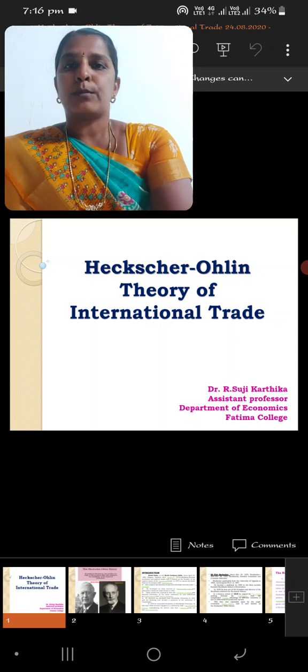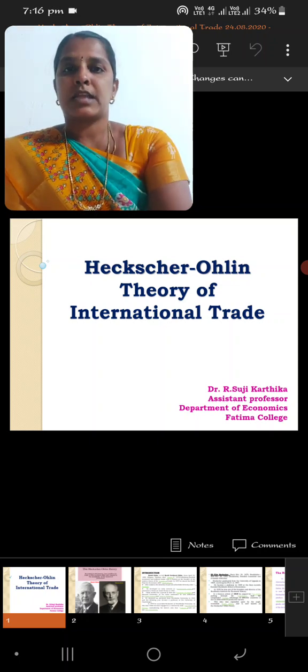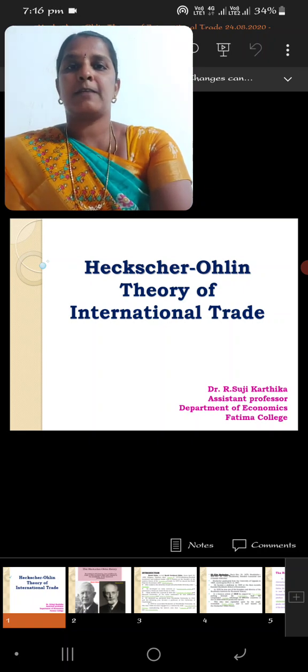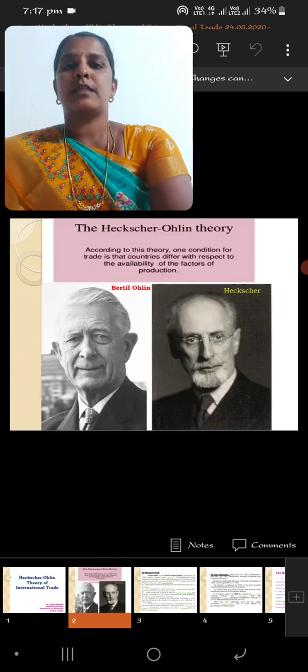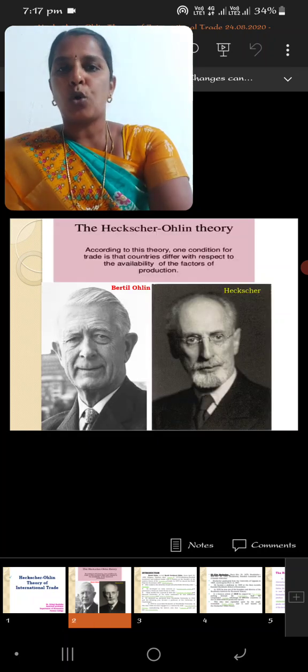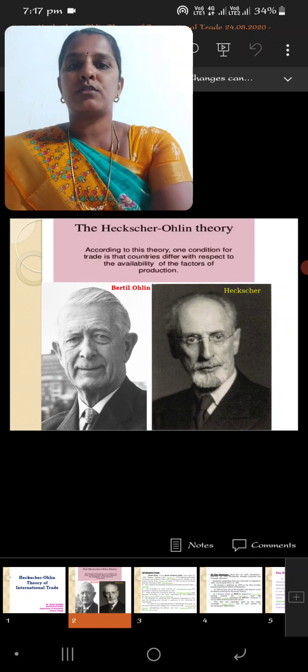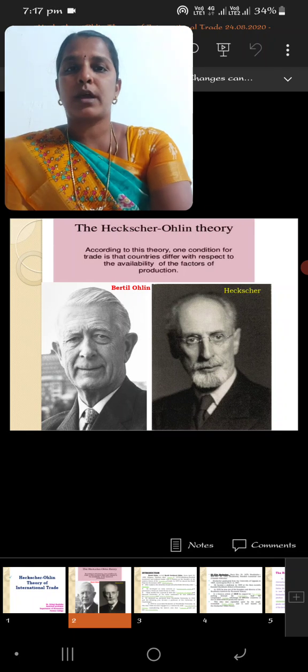It is one of the important concepts in international trade. Many theories have come in international trade, but in this theory, we are going to concentrate on two economists, that is Heckscher and Ohlin. The Heckscher-Ohlin theory. According to this theory, there is only one condition of trade between two countries.